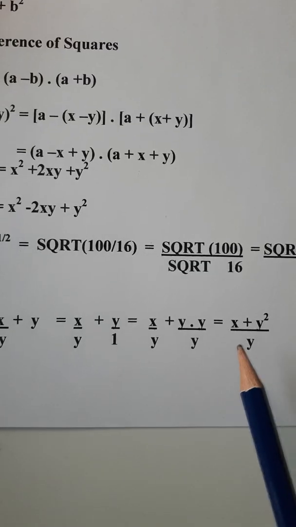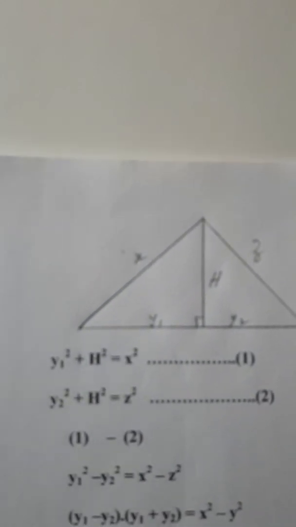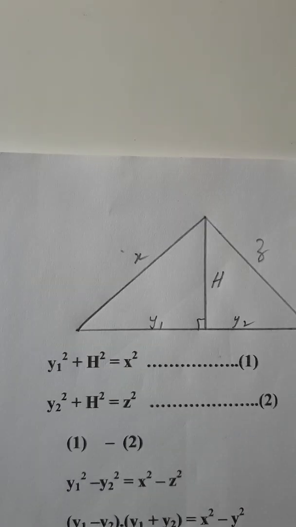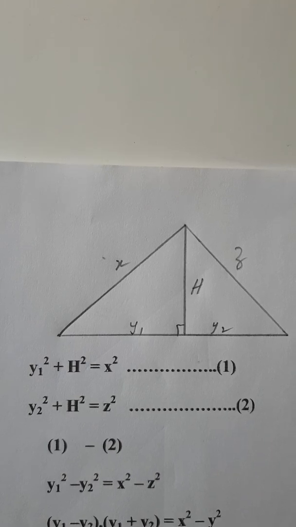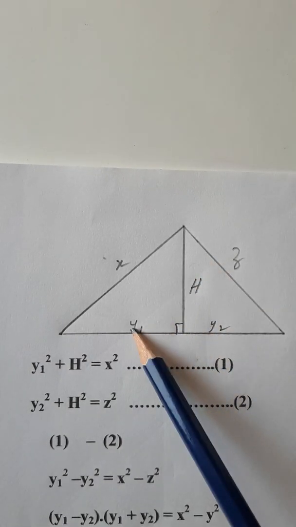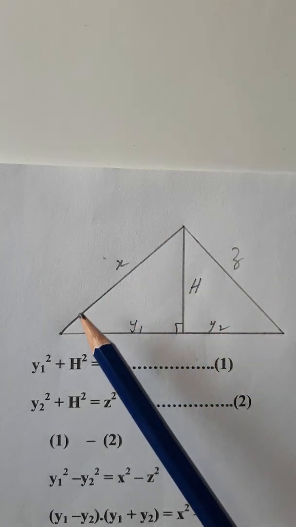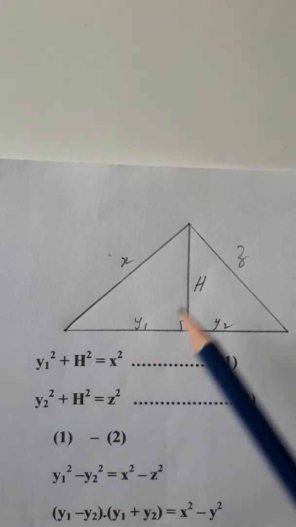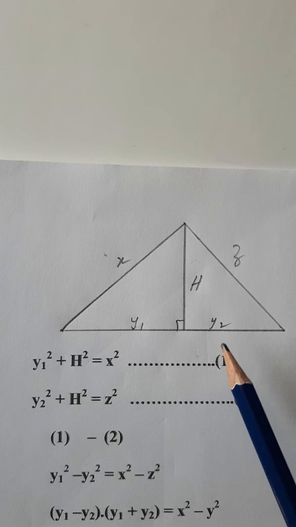So by knowing all this, you can go to a proof. How to find the area of a triangle using only its lengths. In this diagram, you can see y1 squared plus h squared, we have drawn a perpendicular from there, is equal to x squared, applying the Pythagorean theorem. Apply the Pythagorean theorem again to this side: z squared equals h squared plus y2 squared.